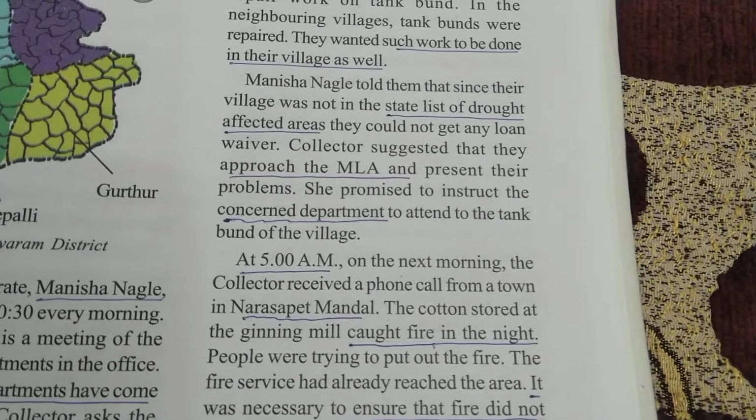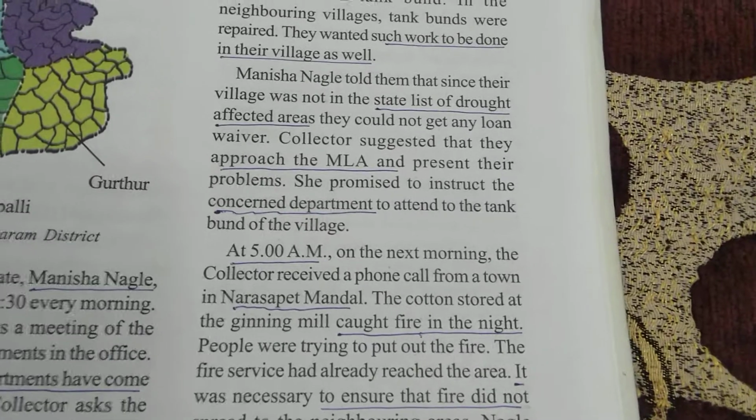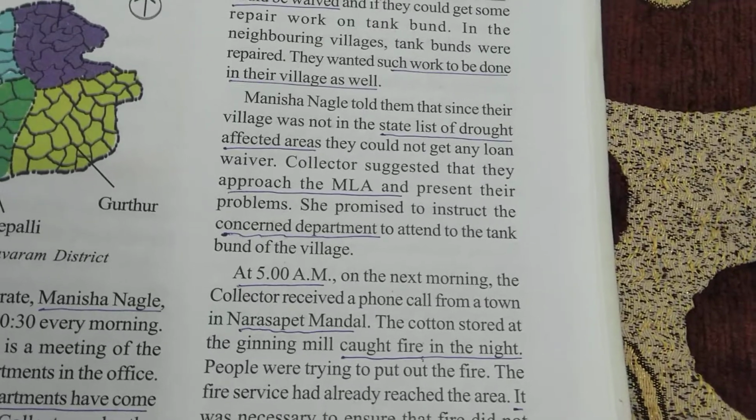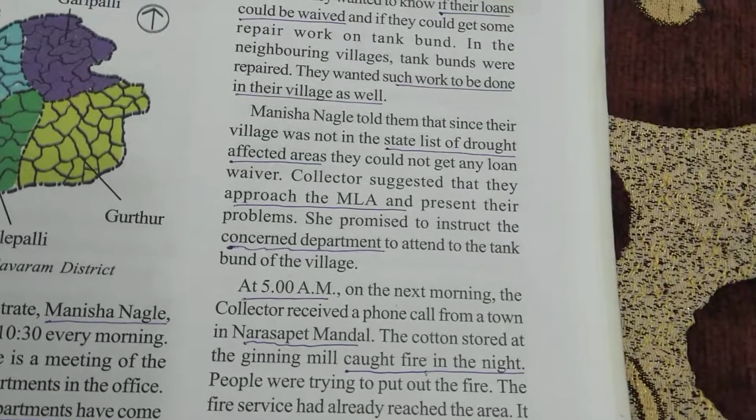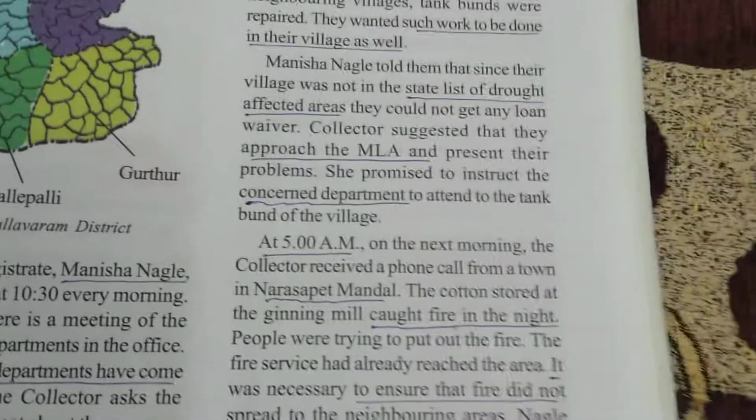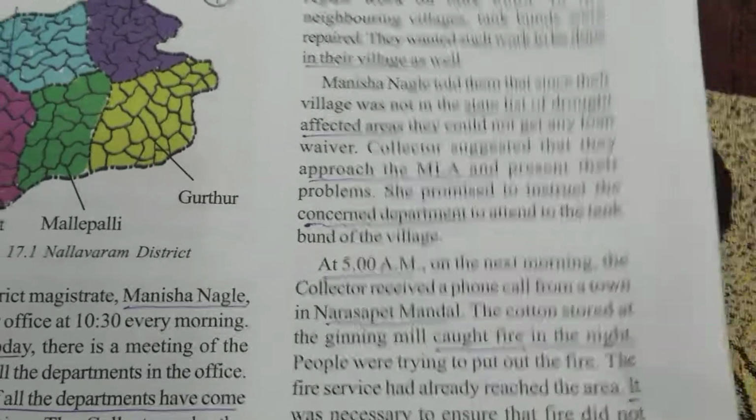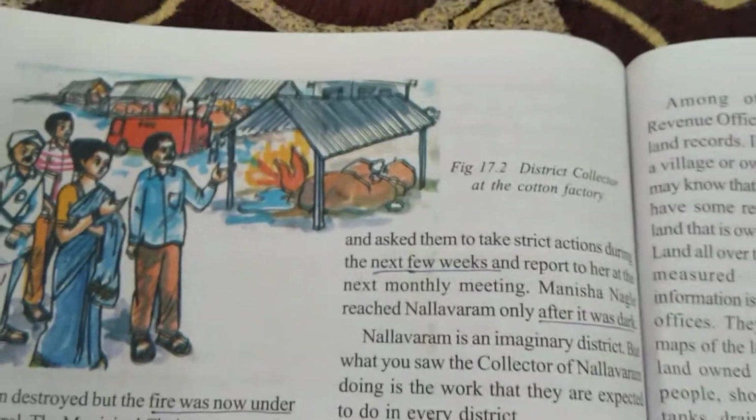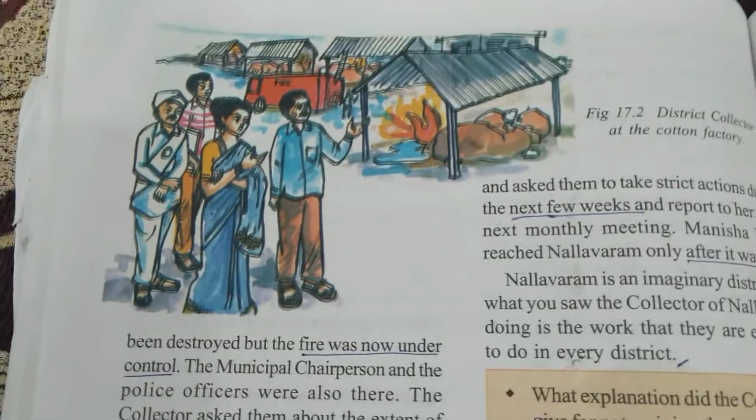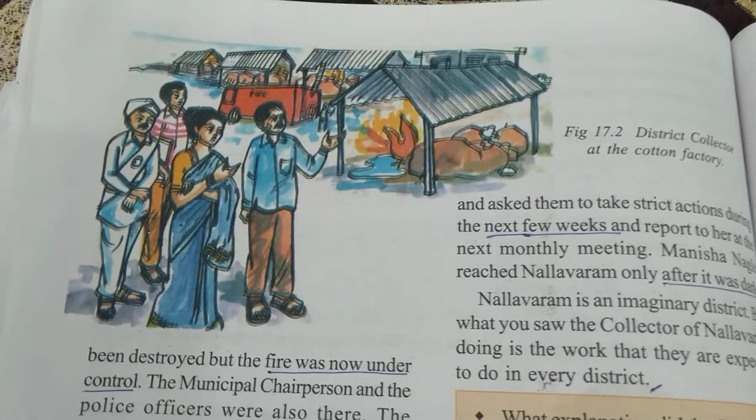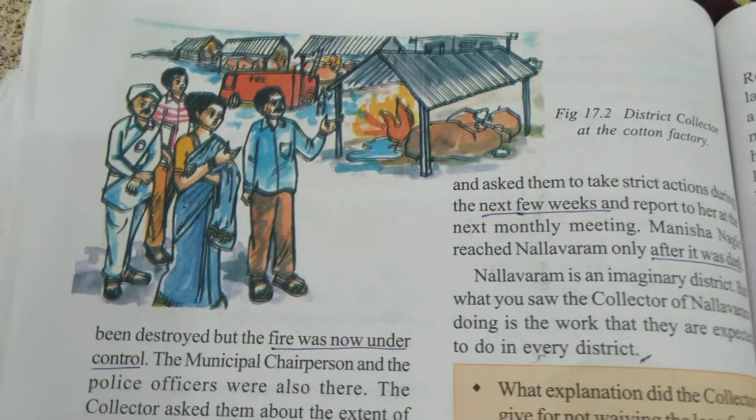The collector reached Narsampet at around 7 a.m. and went straight to the cotton ginning mill. She did not visit the local office or local departments. Straight away she went to the cotton ginning mill. A lot of cotton had been destroyed, but the fire was now under control. The people and the fire department people tried to put out and control the fire. The municipal chairperson and the police officers were also there.